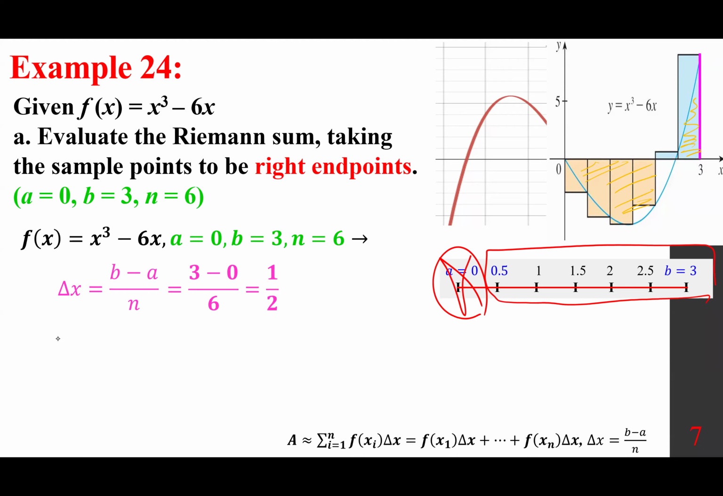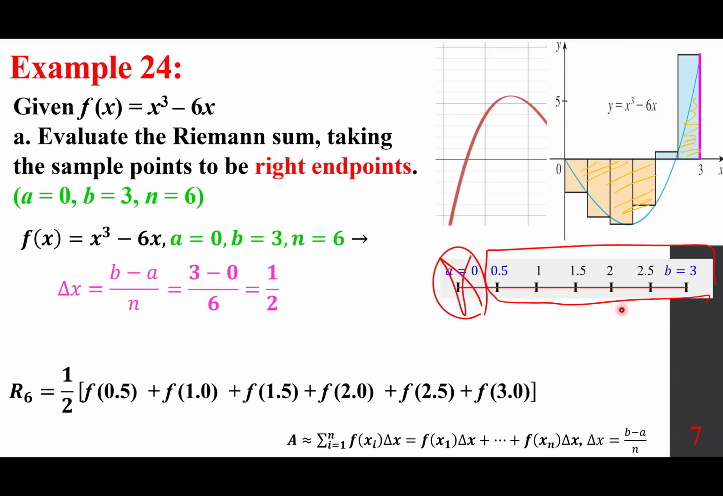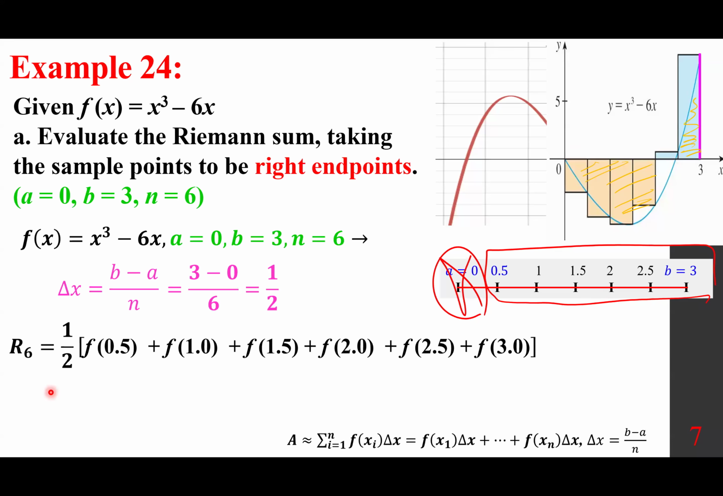That means we use all the endpoints except the first one. That means f of 0.5 for this one, which becomes this height of this rectangle. Then f of 1 and so forth. So R6, why R? Right endpoints. Why 6? Because we are using n equals 6. Half, why 1/2? This is delta x, everybody. F of 0.5 all the way to 3. So, for example, f of 0.5 is 0.5 cubed minus 6 times 0.5. F of 1 is 1 cubed minus 6 times 1, and so forth. I put it in, I calculate it, I end up with negative 3.9375.